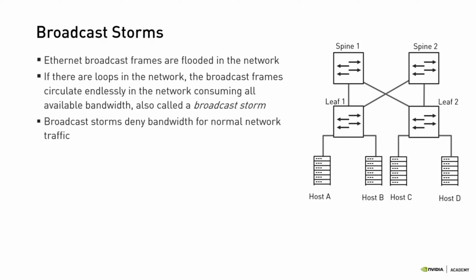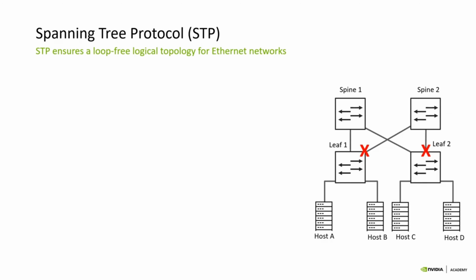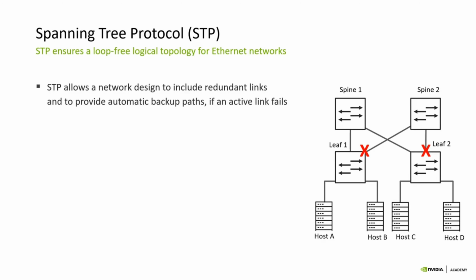Does that mean we can't have a redundant layer 2 network? Not exactly. We can and should have a redundant physical design, but logically there can only be one active path at a time between any pair of end nodes. We'll now present the protocol that provides this capability. Spanning Tree Protocol, or STP, ensures a loop-free logical topology for Ethernet networks. It allows a network design that includes redundant links and provides automatic backup paths if an active link fails.